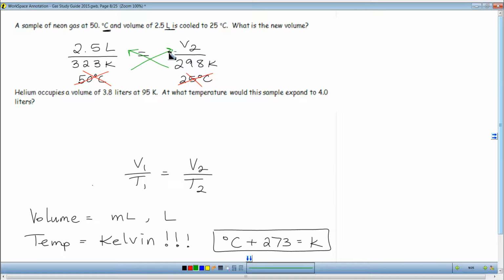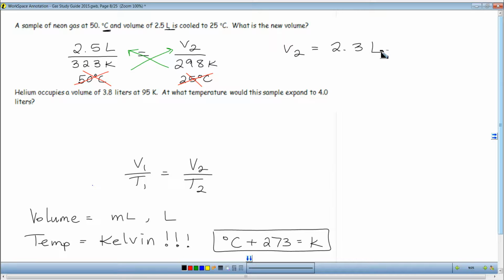Lovely. And my volume, my V2, is 2.3 liters. So the unit will stay the same. If the initial volume was liters, the final volume is liters. And for sig figs, I would just go with the initial. The initial volume had 2 sig figs, so I'll leave 2 in my final volume. Okay, so let's see if this makes sense. We did decrease the temperature. So the particles have less kinetic energy, which means less collision, so yeah, less volume. It should be something less than 2.5.